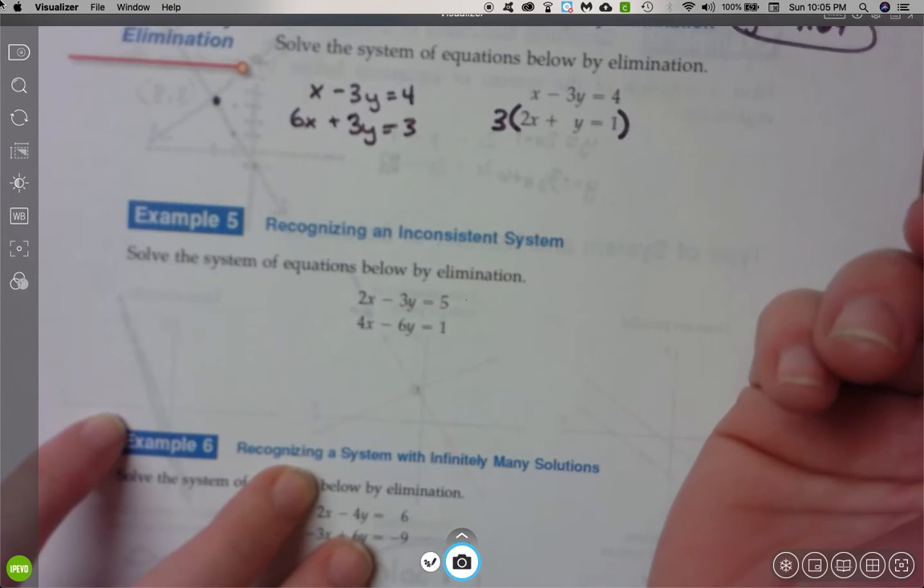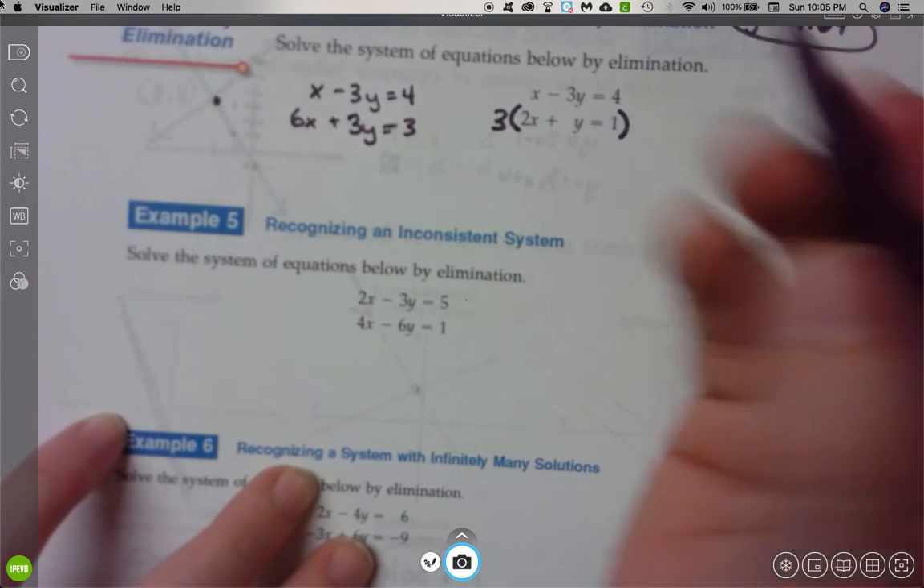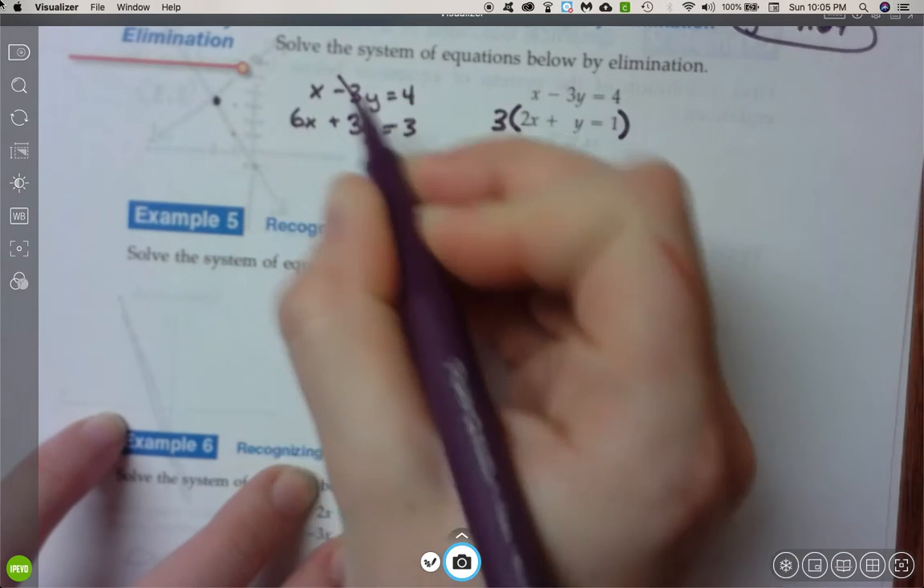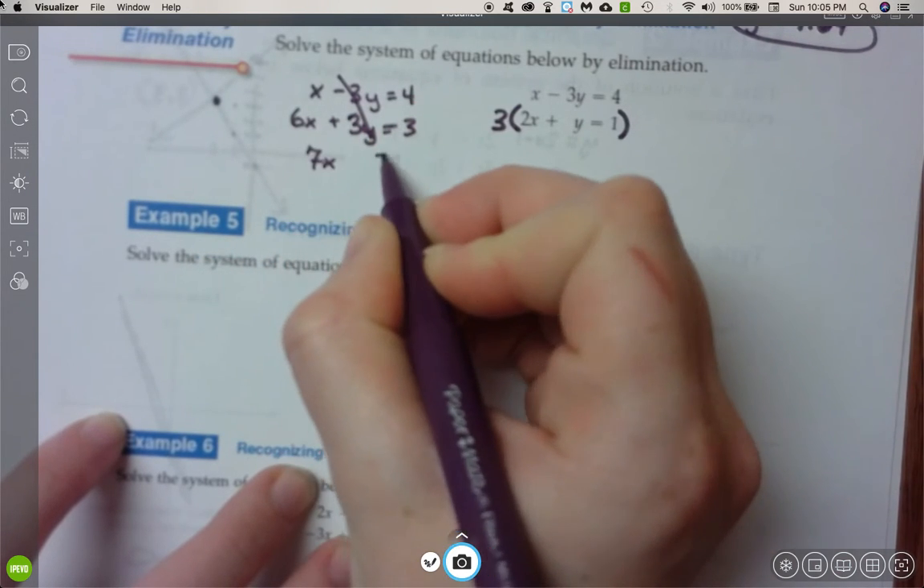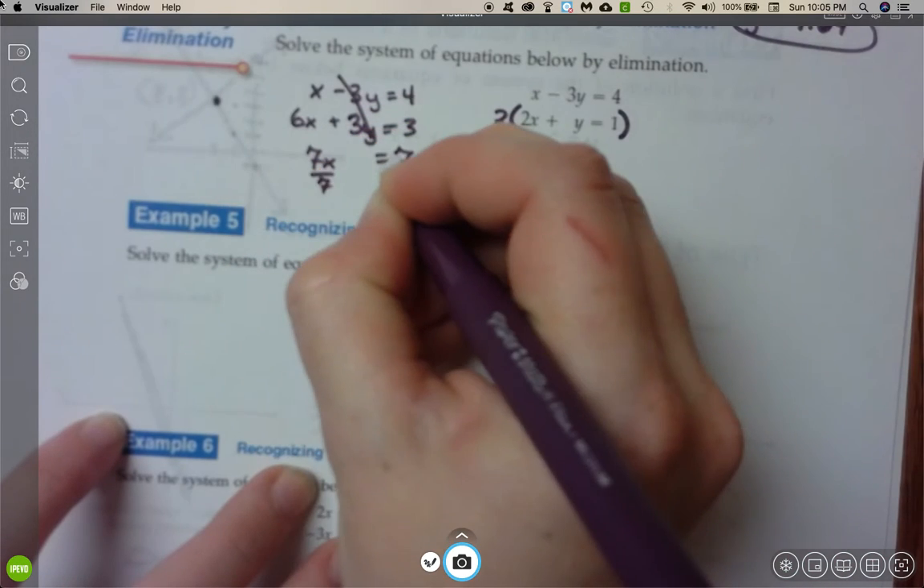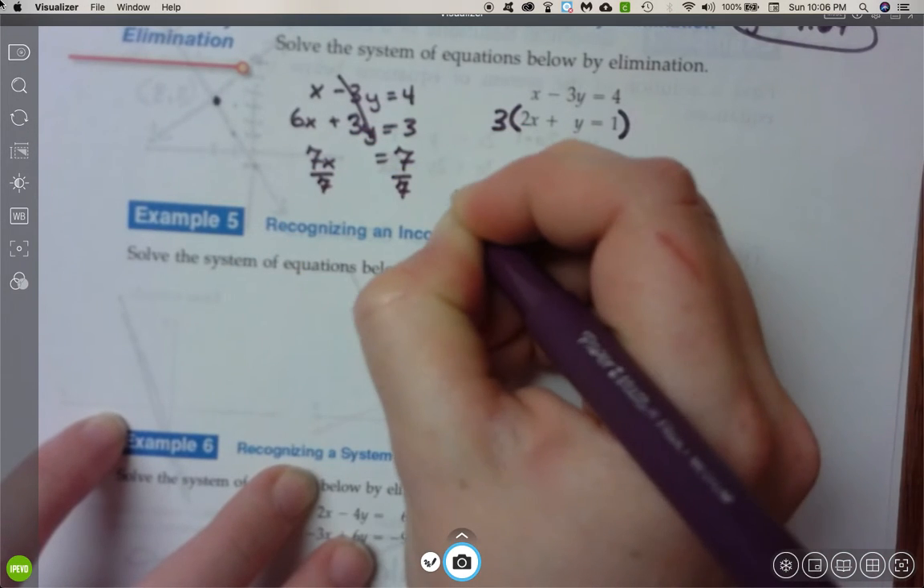I'm going to end up with something really ugly again. No, I'm not. The y's cancel out. x plus 6x is 7x and equals 7. And then if I divide by 7, the x will be equal to 1.